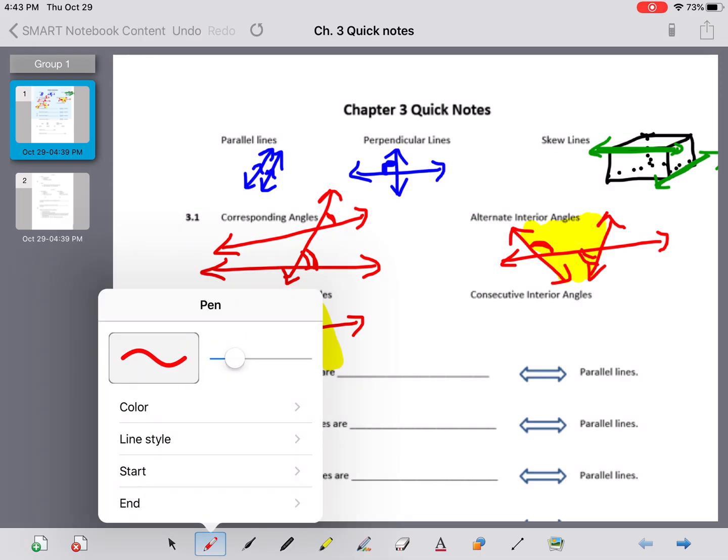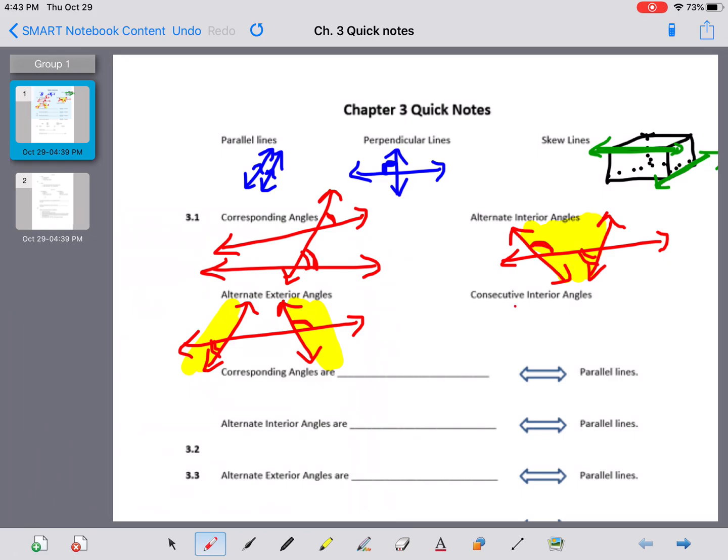And finally, my last one, my consecutive interior angles, I have two lines. I have a transversal that cuts through them. And these are inside. That's what the interior means, right? They're inside between here. But because they're consecutive, they're on the same side of the transversal, okay?